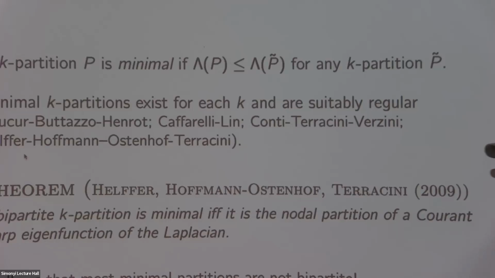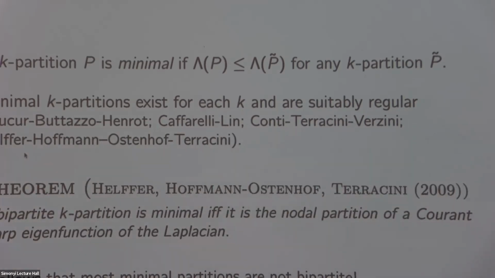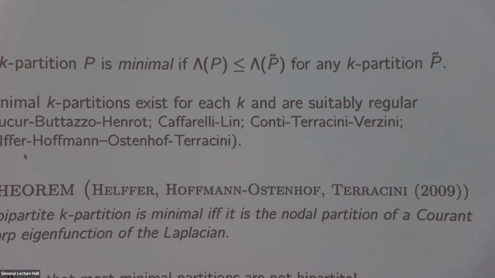for finitely many values of n. So for instance, the first eigenfunction is always Courant-sharp. The second eigenfunction always is. Beyond that, it may or may not be. But no matter what our geometry is, beyond some finite value of n, we're always going to have a strict inequality here. And so what that means is almost all eigenfunctions are not Courant-sharp, which means most minimal partitions do not arise in this way. So they're not bipartite. And so if we want to understand all minimal partitions, not just the bipartite ones, we need to somehow move away from the Laplacian.